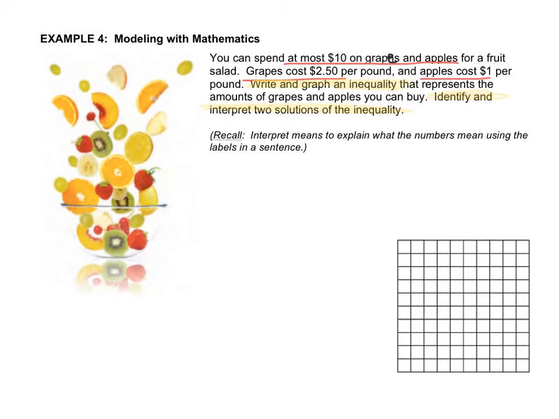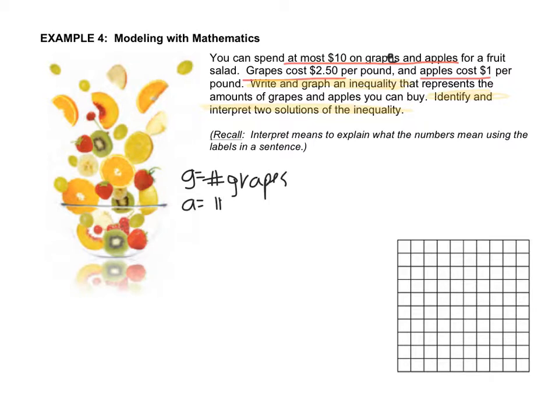So first thing is to write our inequalities. So you can spend at most $10 on grapes and apples. So you can use X and Y, but whenever you have a word problem, sometimes you can just use the letters that represent the words, because that's easier to remember what they stand for. So I'm going to make G equal the number of grapes, and A is going to equal the number of apples.